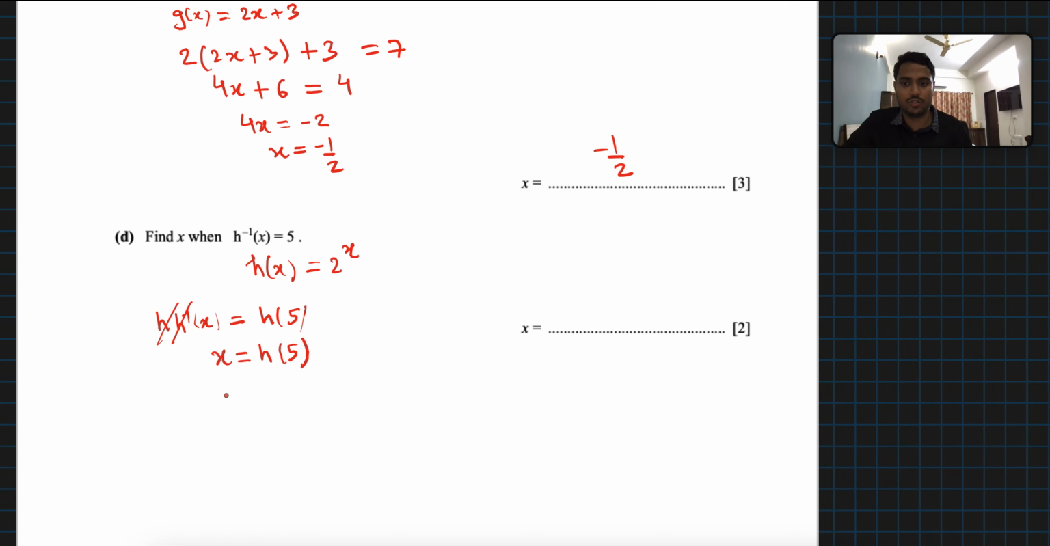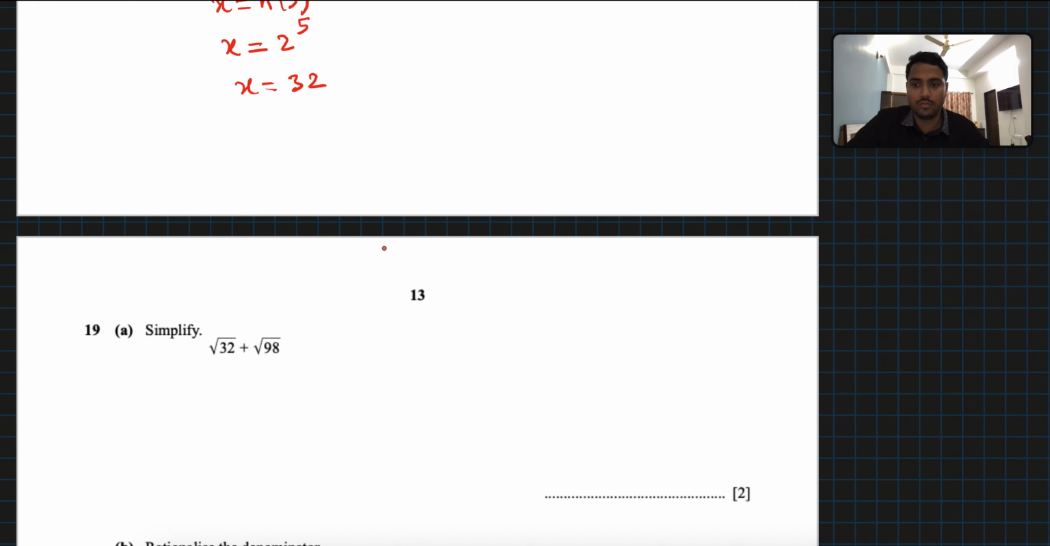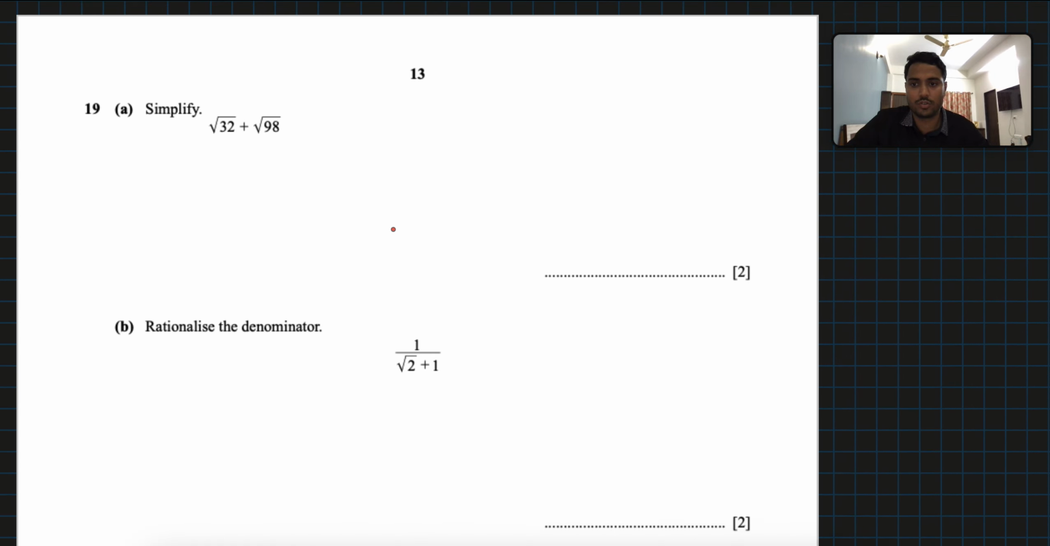And what is going to be h of 5? X equals, h of 5 means 2 raised to 5, so x is going to be 2 raised to 5, that is 32. So 32 is going to be the answer. This was for part D. Let's move on to question 19.